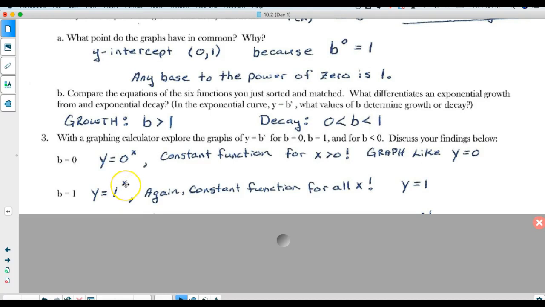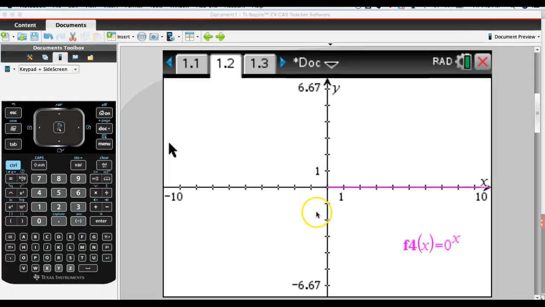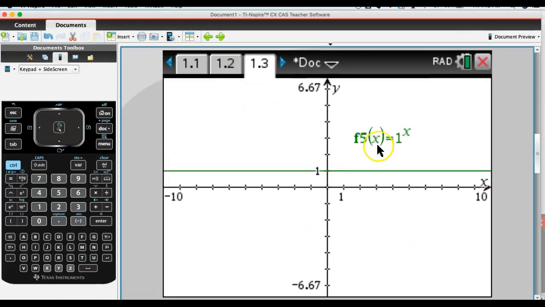Well, if I raise 1 to any power, I get a constant function. 1 raised to any power is 1 all the time. That is going to be the equation y equals 1 for all x. So that's just going to be the horizontal line of y equals 1. It doesn't grow, it doesn't decay, it's just constant all the way across, because when I raise 1 to a power, I get 1 back every time.